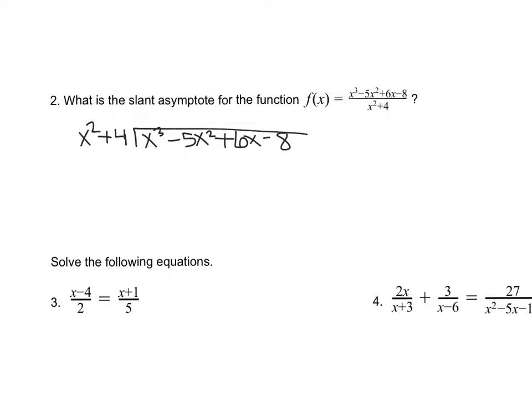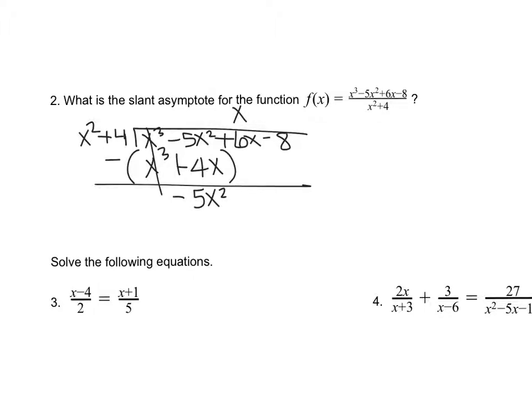So we divide x cubed by x squared and we get x. And then we multiply it by what we're dividing by and we get x cubed plus 4x in parentheses with our subtraction out front. x cubed minus x cubed cancels. Negative 5x squared, and there's no x squared term to subtract from it, so it's going to stay negative 5x squared.